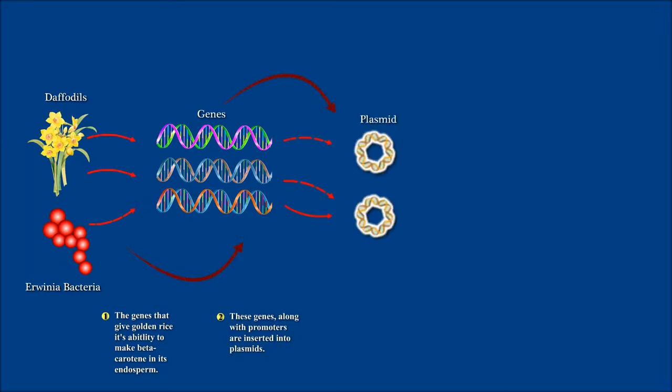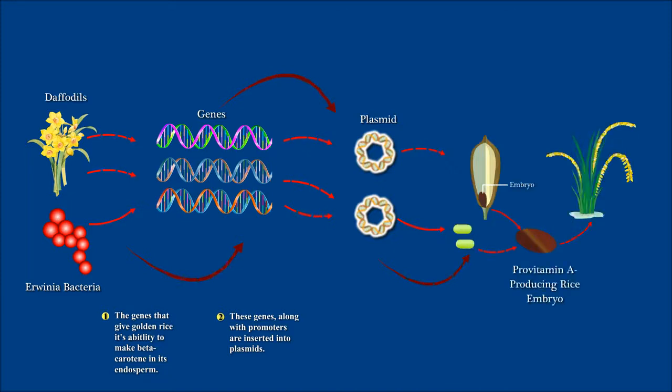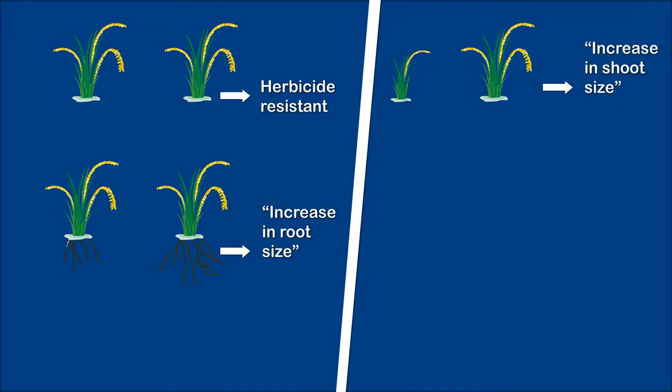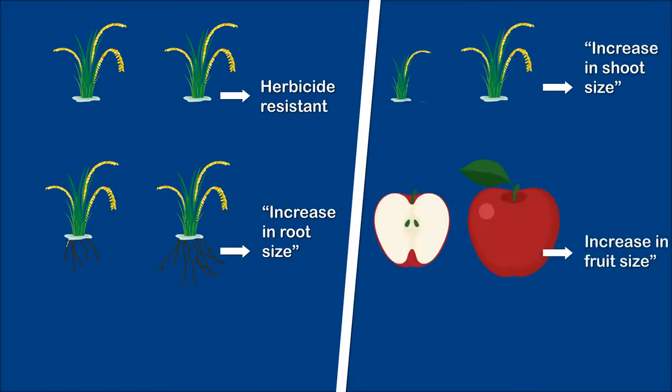The PSY and CRTI genes were transferred into the rice genome and placed under the control of an endosperm-specific promoter so that they are only expressed in the endosperm. Modifications can also be made to make the plant herbicide resistant or produce plants that can survive drought, saline conditions, or plants with increased root, shoot, or fruit size.